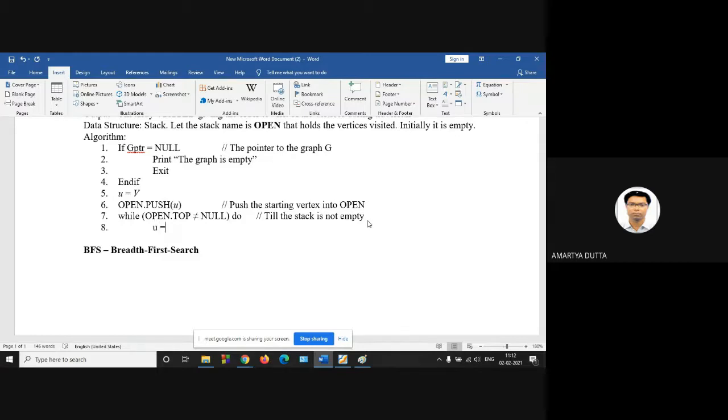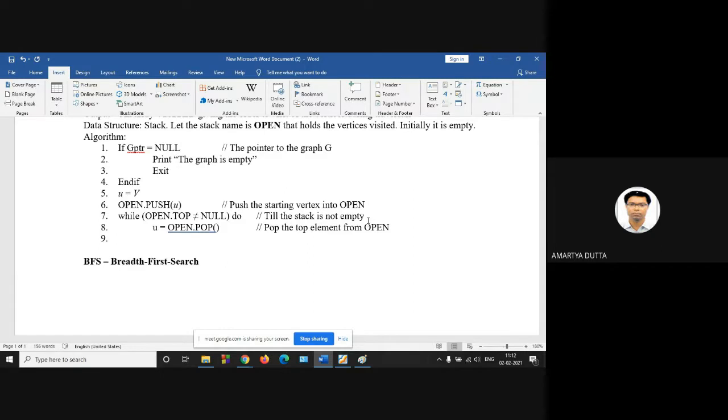U is equal to open dot pop. So pop the top element. Pop the top element from open. Okay. Pop the top element from open. Right. Okay.